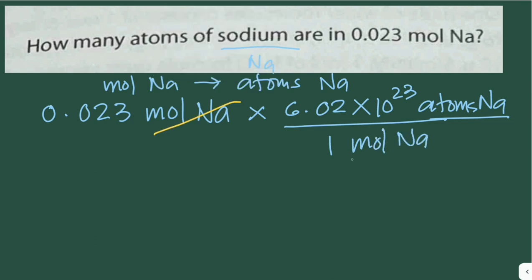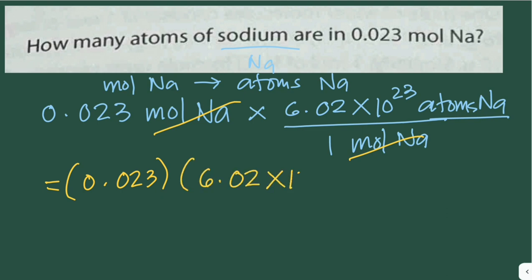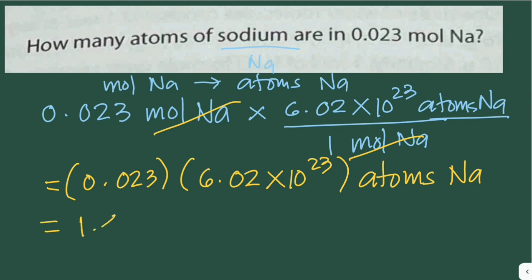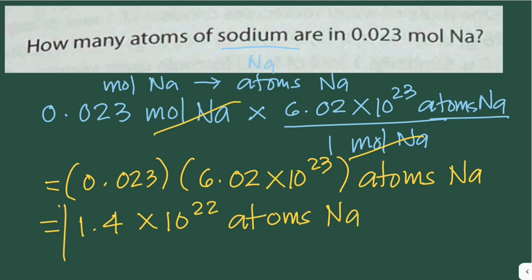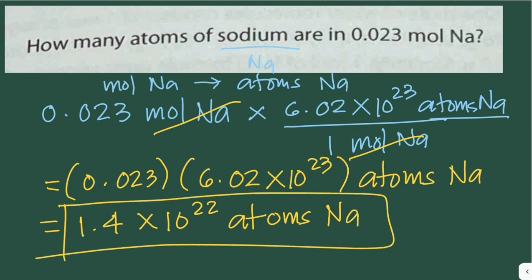And then this cancels out. Then we have 0.023 times 6.02 times 10 to the 23rd atoms Na. And then this would give us an answer that is equal to 1.4 times 10 to the 22nd atoms Na. So this is our answer here.